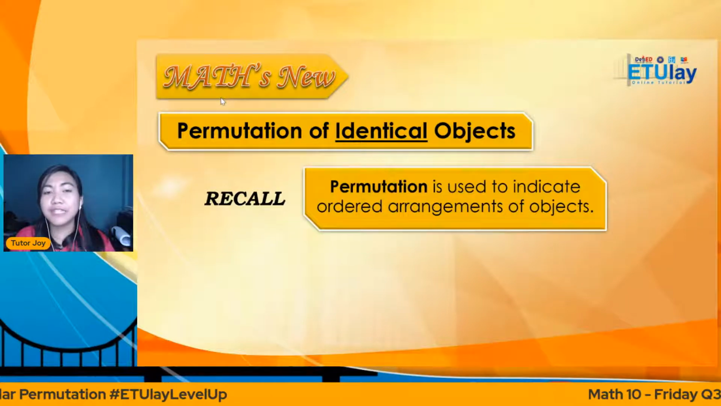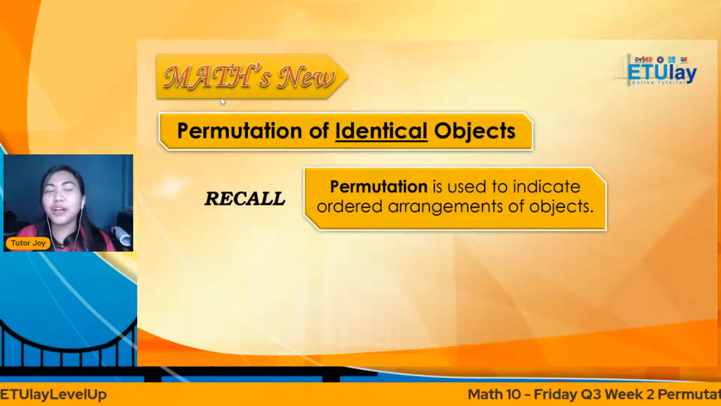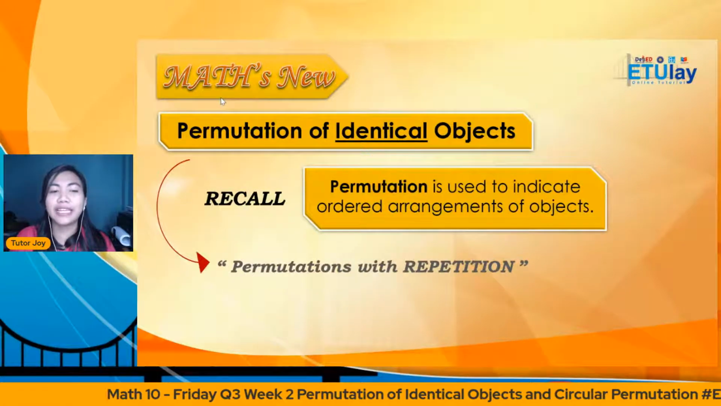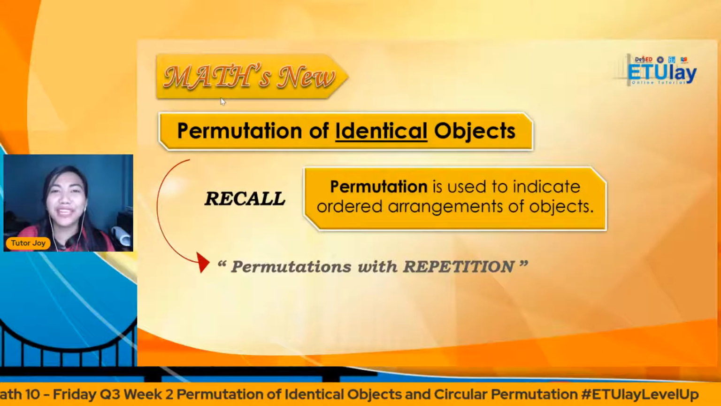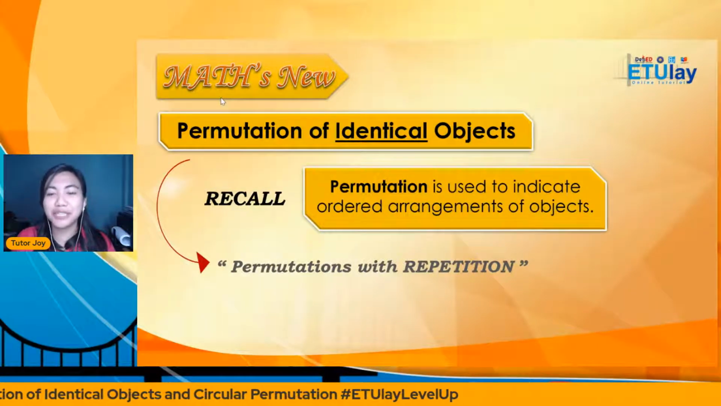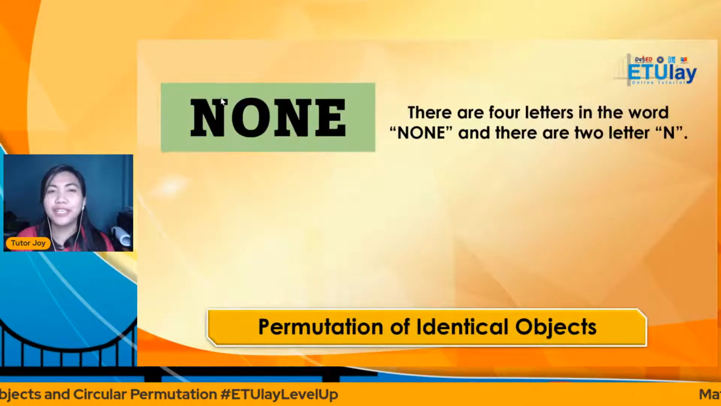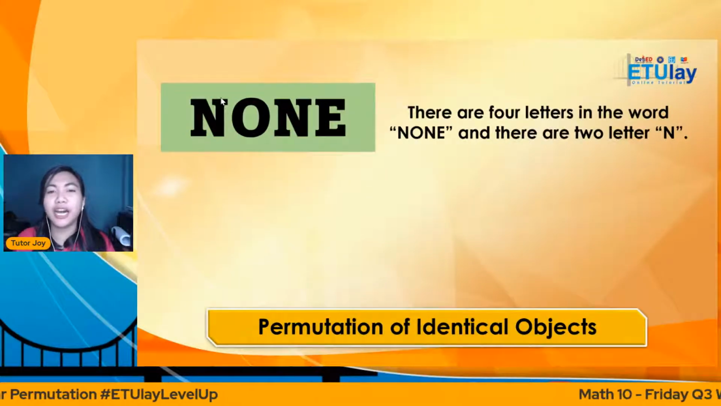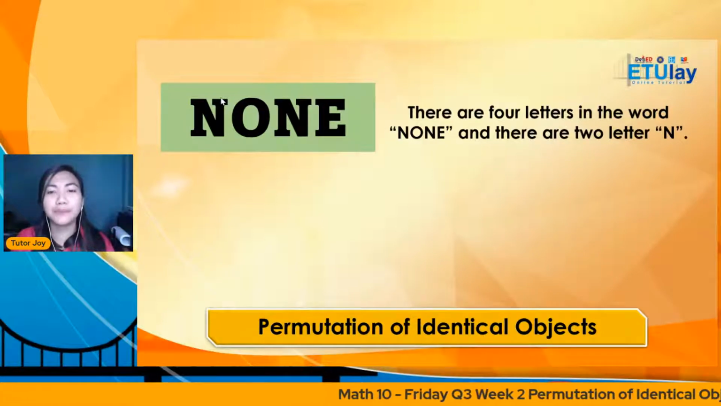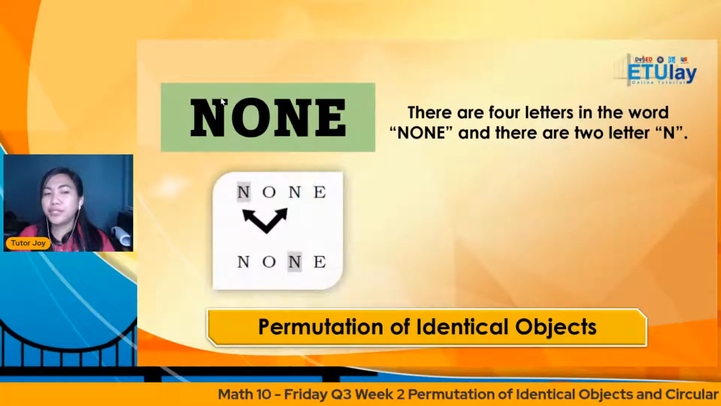And I want to emphasize identical. When we're talking about permutation of identical objects, we are actually referring to problems na commonly ang tawag natin ay permutations with repetition. So I want you to take note of that. Permutations with repetition, mathletes. Okay, sabi natin yung word na none, there are 4 letters in this word and there are 2 letter N.